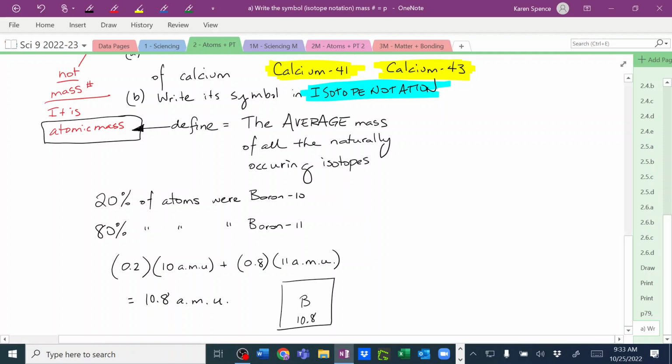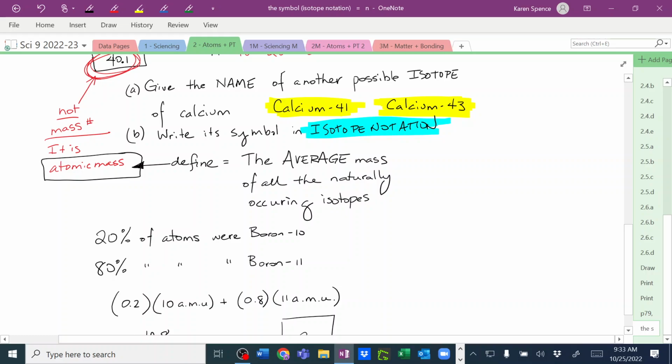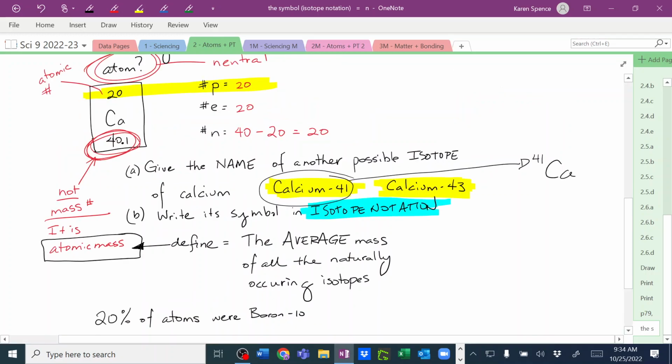Back to our isotope notation. If we had calcium 41, what is the isotope notation for calcium 41? What do we write for calcium? Ca. And where do we write the 41? At the top or at the bottom? At the top. What number goes at the bottom? The atomic number, so that's going to be your 20.